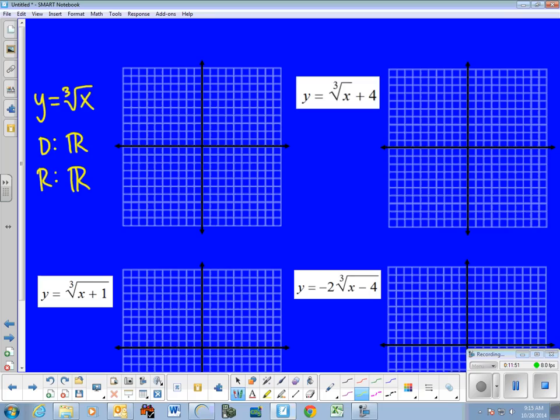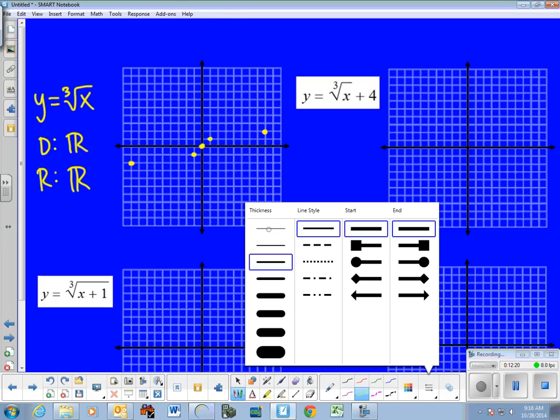Cube root of 1 is 1 because 1 to the third is 1. Cube root of 0 is 0. The cube root of -1 is -1, right? Because what do you need to raise to the third power to get -1? -1 to the third is -1. And then our next good value is probably 8. Cube root of 8 is 2. Cube root of -8 is -2. All right?